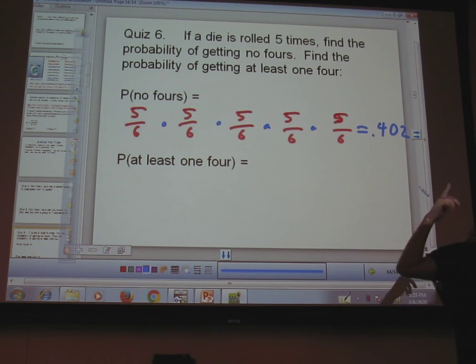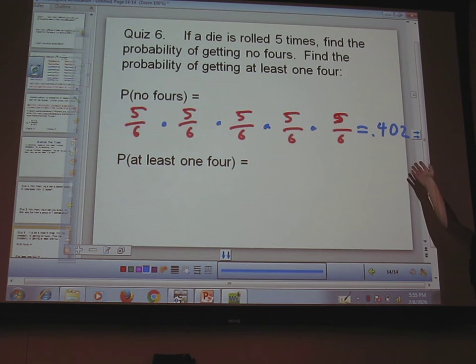All right. So when you round, I believe it becomes 0.402. Yeah, it is. Because it's 5 divided by 6, and I'm going to raise that to the 5th power. So yeah, 0.40187. So really, it rounds to 0.402. If you round it incorrectly and put 0.401, then that's trouble.